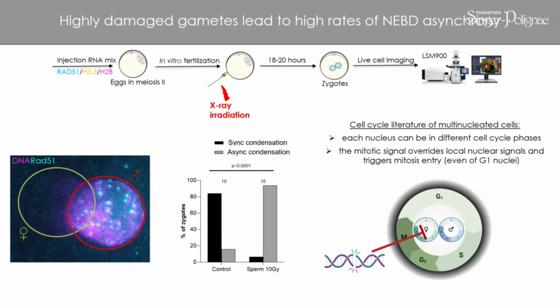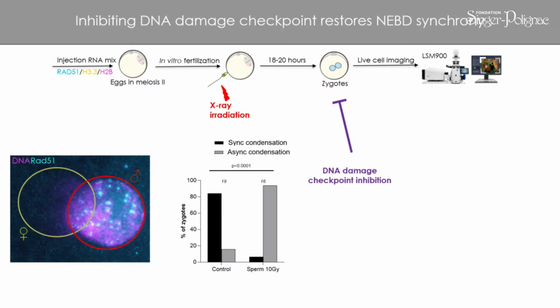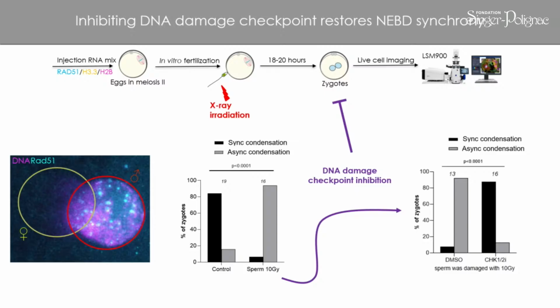And so if this is the case, then the delayed nucleus will also be pushed into mitosis. What we thought is that by inhibiting the DNA damage checkpoint, we would let this nucleus progress through the cell cycle and eventually enter mitosis at the same time. So what Ying did was to take the zygotes generated after irradiation and incubate them in a CHEK1, CHEK2 inhibitor, and indeed most of these embryos enter mitosis with synchronous chromosome condensation.